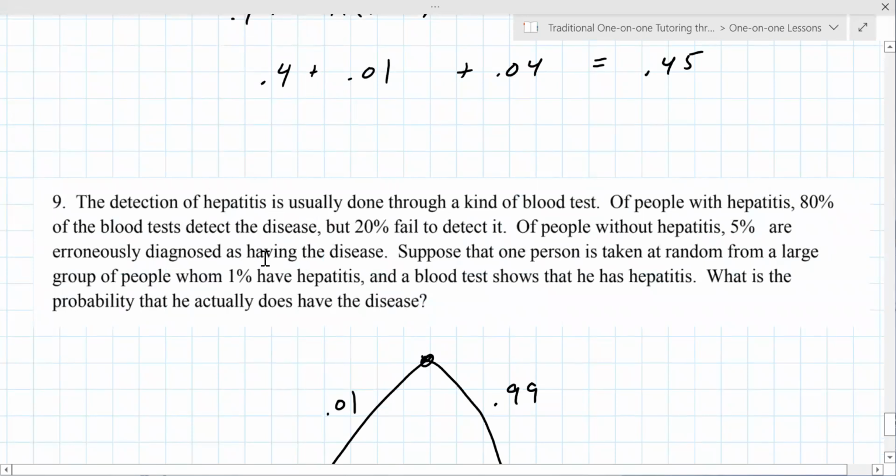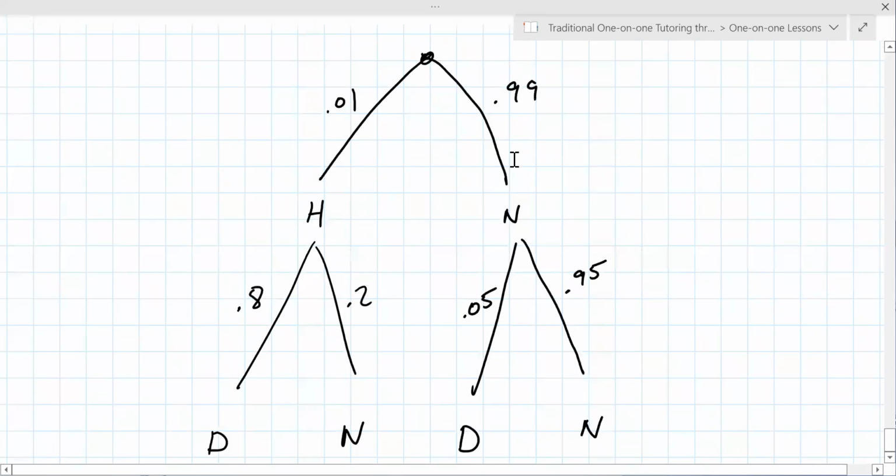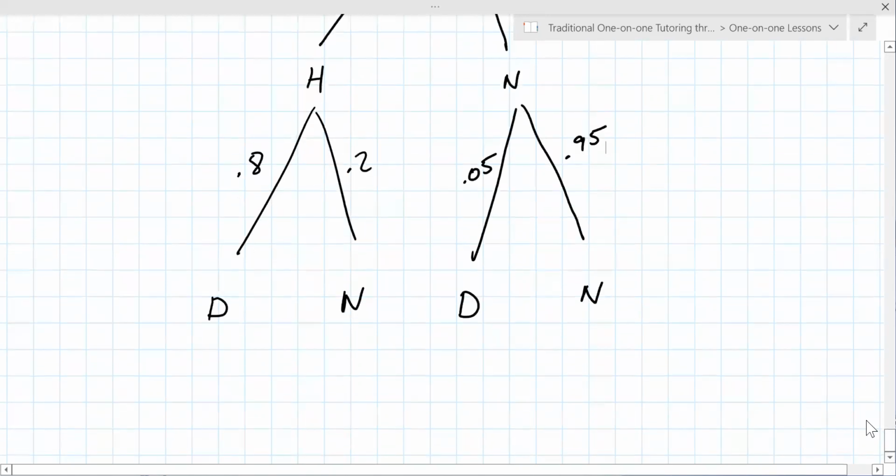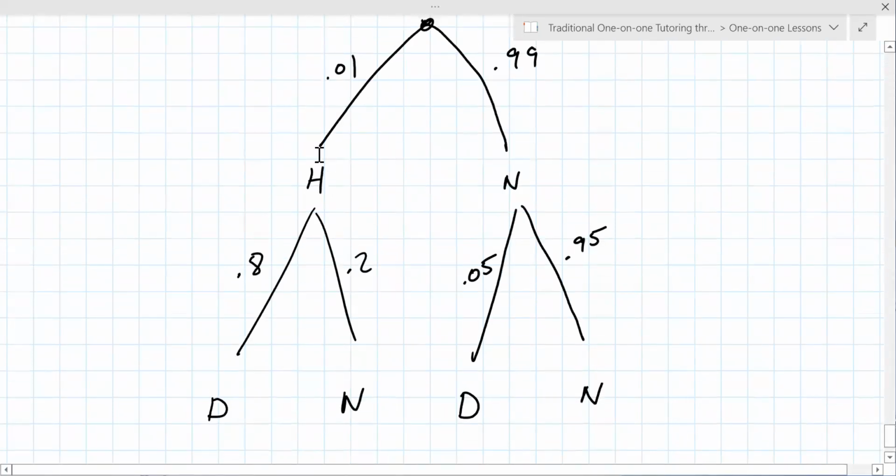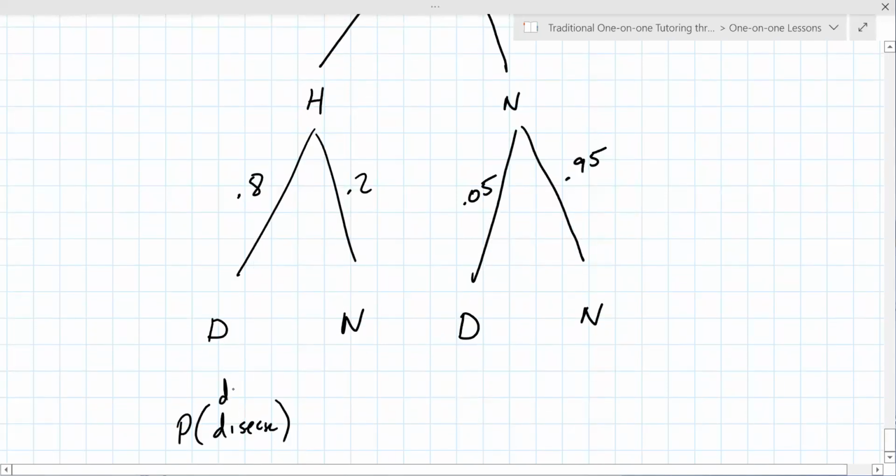But the most important thing is to be able to draw the picture, the tree diagram here. Then you can answer questions like, here's the most common one you're asked: what's the probability that you actually have the disease? Or rather, what's the probability that you're diagnosed with the disease? Because there are people who have it and get diagnosed, and people who don't have it but are still diagnosed. That's the 0.01 times the 0.8 plus the 0.99 times the 0.05.